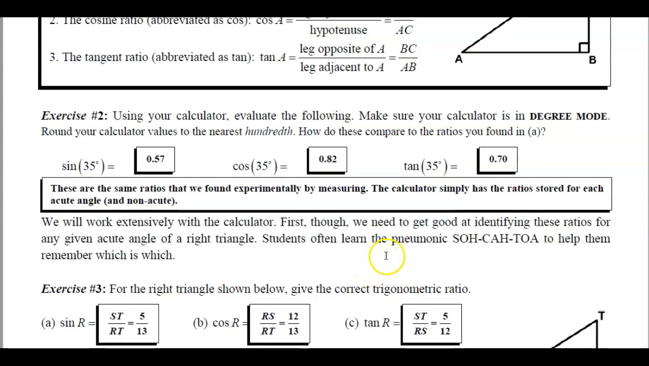I know this video is running a little bit long, but bear with me. It's your first exposure to trigonometry, so I think it warrants a couple extra minutes.